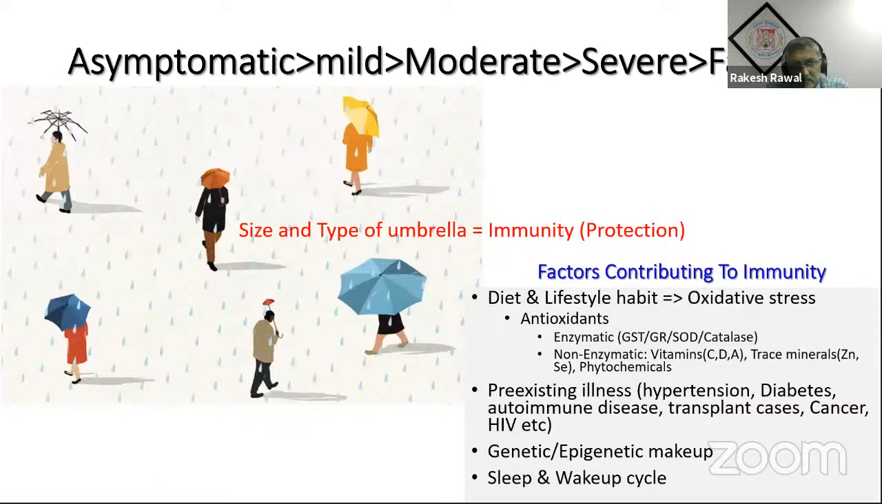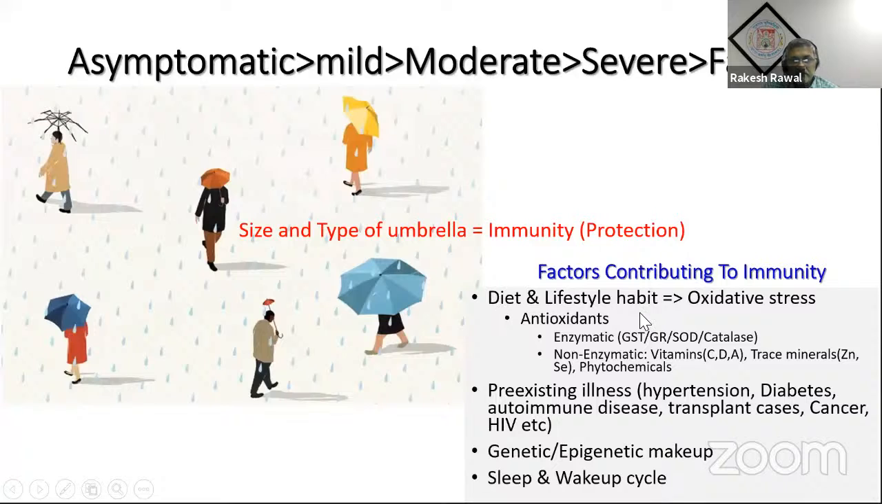In layman's terminology, if you want to assess that my immune system is better than yours, a symbolic expression is made using the size of an umbrella. So here the size of the umbrella is your immunity. So you can say that my immune system is better than yours, right? This is just a pictorial representation, a cartoon. But what are the factors that really contribute to our immunity?